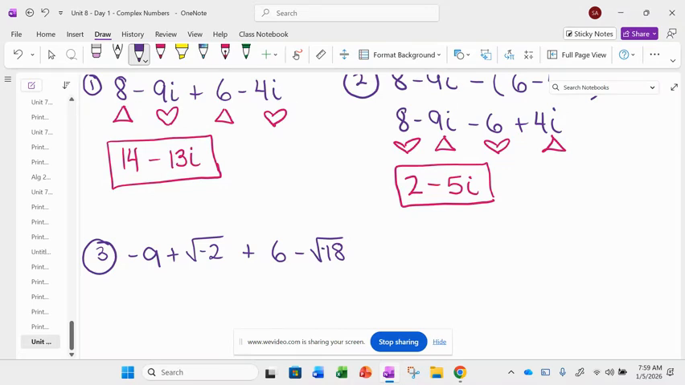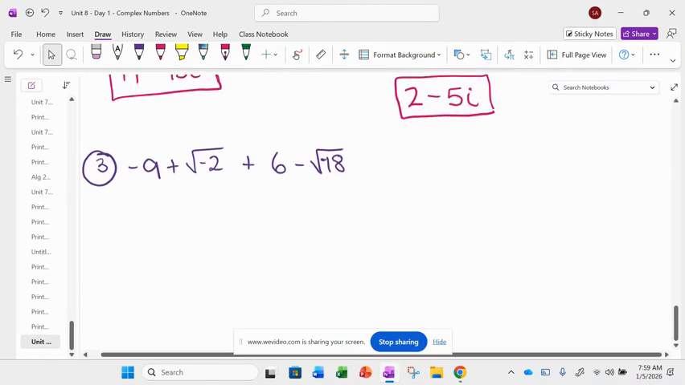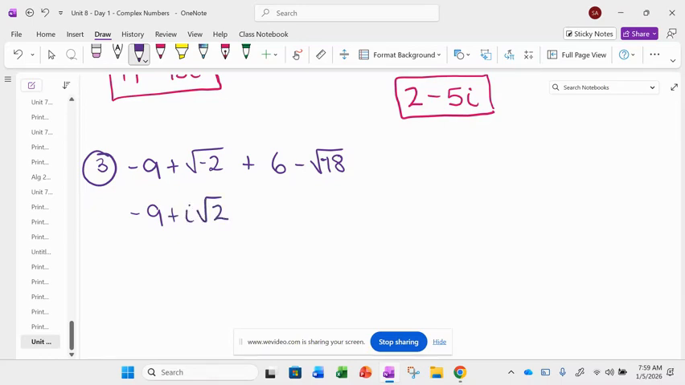That should be a negative 18, sorry. Root negative 18. Okay, the first thing I'm going to do here is simplify my radicals. So I have a negative 9 plus an i root 2. Since I have that negative, I'm just pulling out an i. And then I'm going to have 6 minus i root 18. But I can simplify root 18. So this is going to be negative 9 plus i root 2 plus 6 minus 3i root 2.